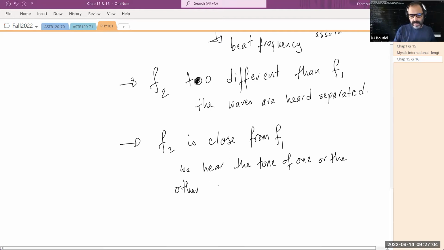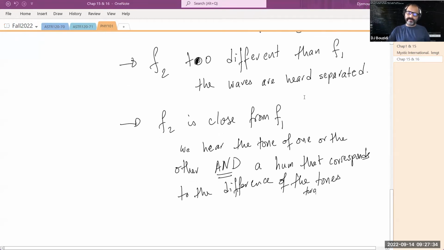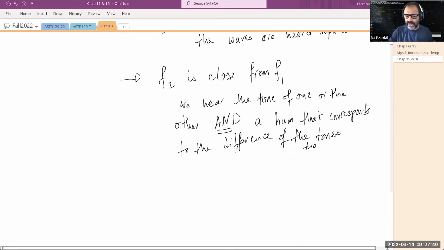And a hum that corresponds to the difference of the two tones. So that is basically what's going to happen in that situation. And that is what beats are. So this is usually when we talk about beats, is this humming noise that you're going to hear.